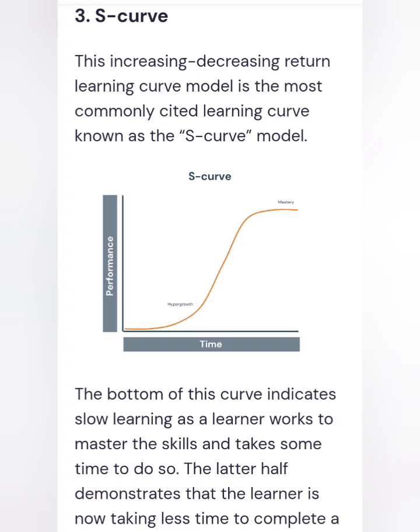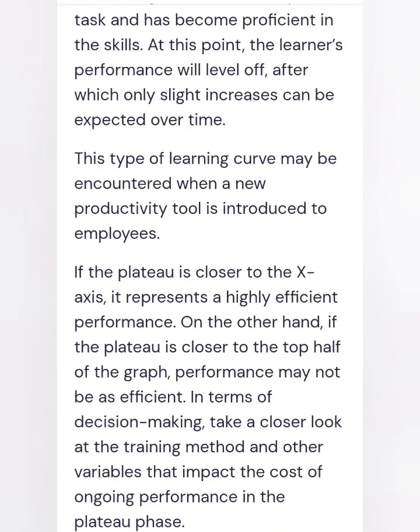The bottom of this curve indicates slow learning as a learner works to master the skills and takes some time to do so. The latter half demonstrates that the learner is now taking less time to complete the task and has become proficient in the skills. At this point, the learner's performance will level off, after which only slight increases can be expected over time. This type of learning curve may be encountered when a new productivity tool is introduced to employees.